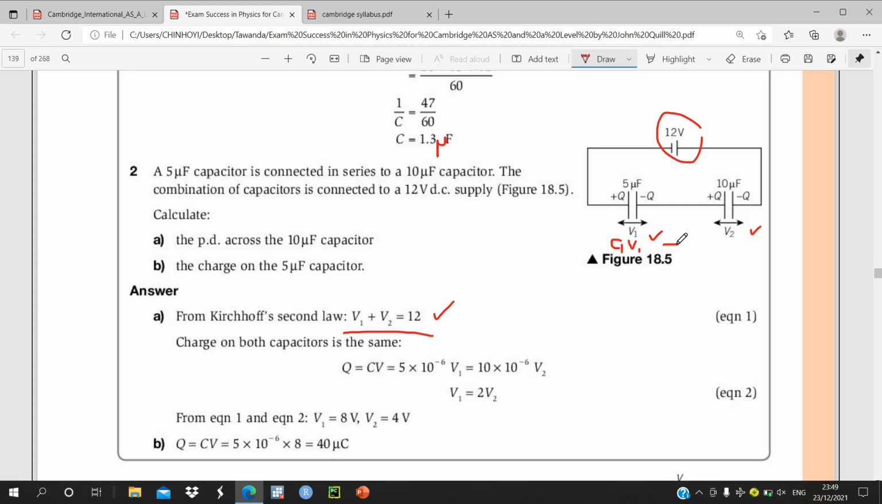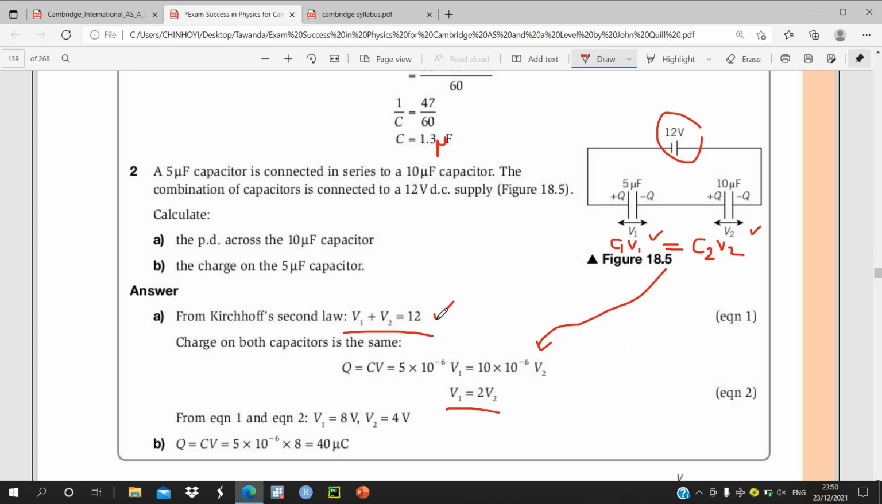it will be the same as capacitance 2 times V2. That's why we are saying our first capacitance times V1 is equal to this one times V2. Then we are going to come up with V1 is equal to 2V2. That's equation number 2. So remember our first equation and remember our second equation.